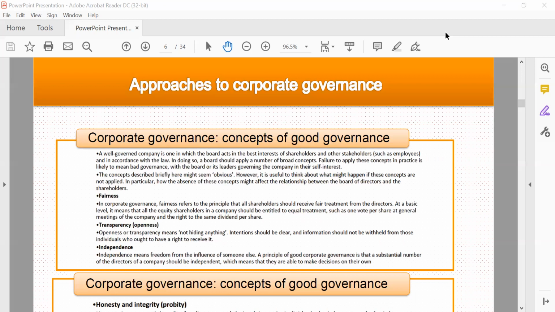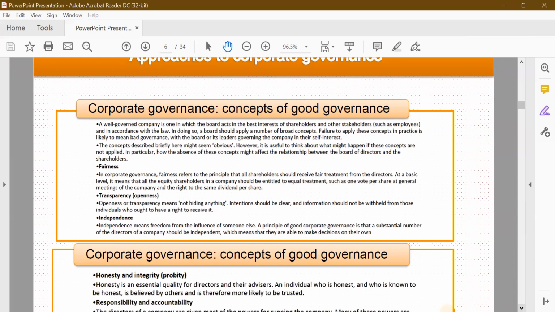Number two, transparency or openness. It basically means not hiding anything. Intentions must be fully laid out and information should not be withheld. It basically means do not hide anything. Now let's look at independence. This is also another crucial concept.